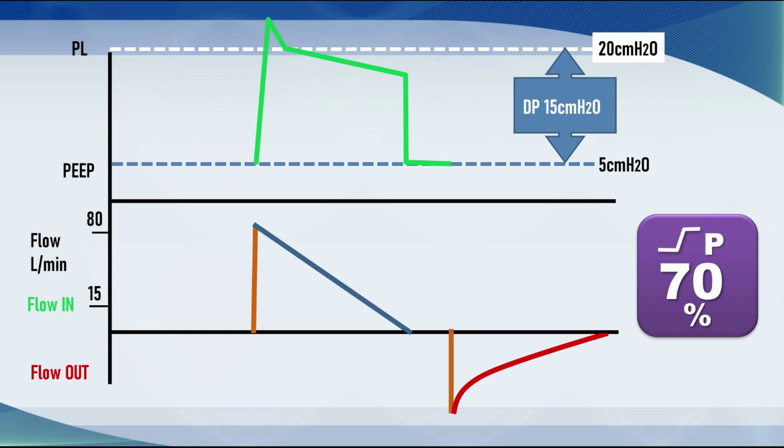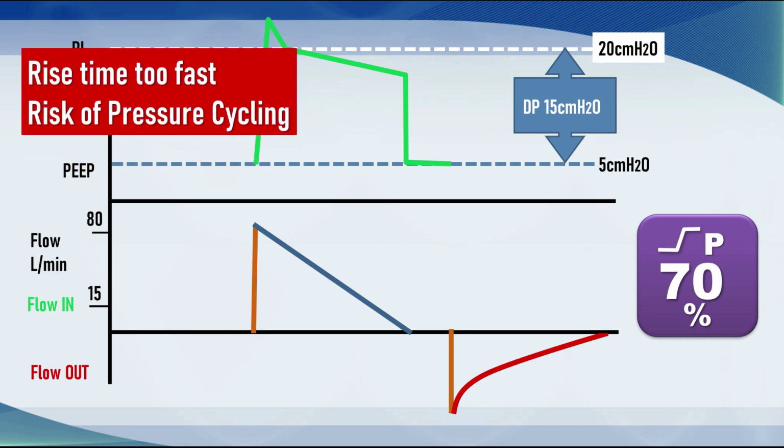So this is really a rise time that's too fast, and the big risk here is that the ventilator will cycle because of the high pressure in the airway, and the breath won't be delivered, and everything goes clunk, clunk, clunk. How do we resolve this problem?